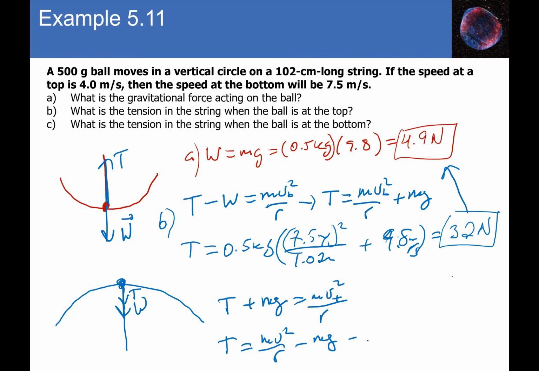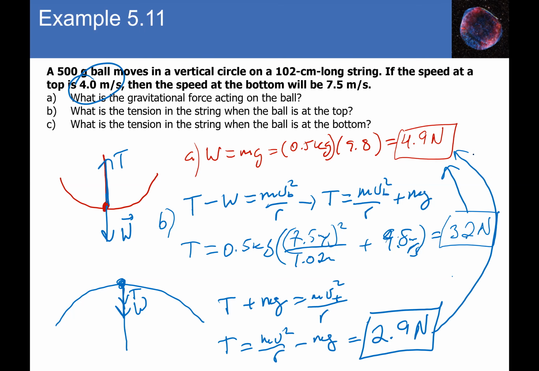Again, if I do the same calculation, that means put in the mass and the speed at the top, which is 4.0 meters per second, and you just do the same calculation. What we'll see here is then 2.9 newtons. And as I mentioned, at the top it should be less than gravity because it doesn't need to be strong. Both of them are in the same direction.